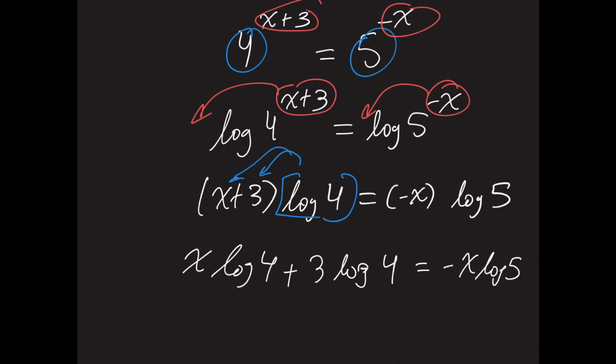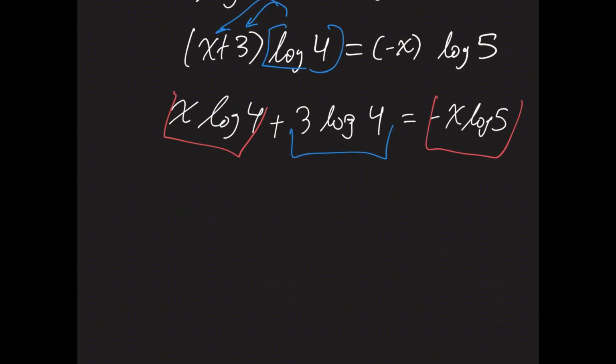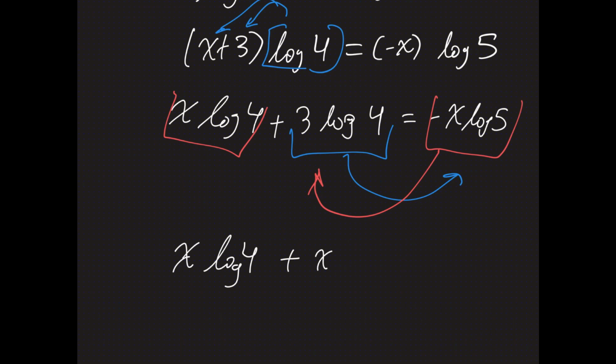And then if we look, I have an x log here, and then I also have an x log over here. I'm going to bring those together, and then I'm going to get my other log, this one, on the other side. Let's see what that simplifies to. So I'm going to take this log, bring it over here, and then I'm going to take this log and bring it over here. So we have x times log of 4 plus x log of 5, and that's going to equal minus 3 log of 4.